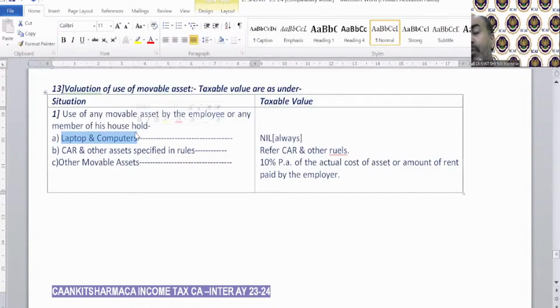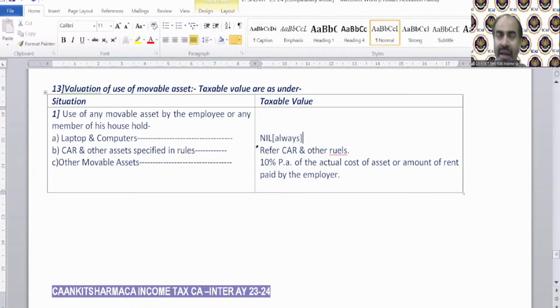He is just giving it to you for use. So if the employer is providing you a laptop and computer, the taxable value will be nil. If the employer provides you a car or another asset specified in the rules, then the provision is applicable as per the specific rule. We have already studied the provision of car perquisite.